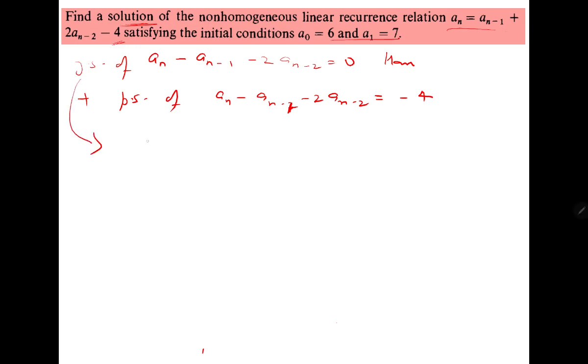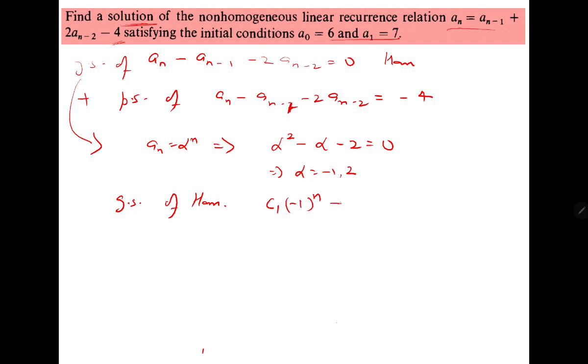So for the general solution, take a_n equal to alpha raised to the power n. That gives you alpha squared minus alpha minus 2 is equal to 0. That gives you alpha is equal to minus 1 and 2. It means the general solution of the homogeneous recurrence relation is, you can define any constants, so for example c1 times (minus 1) raised to the power n plus c2 times 2 raised to the power n.